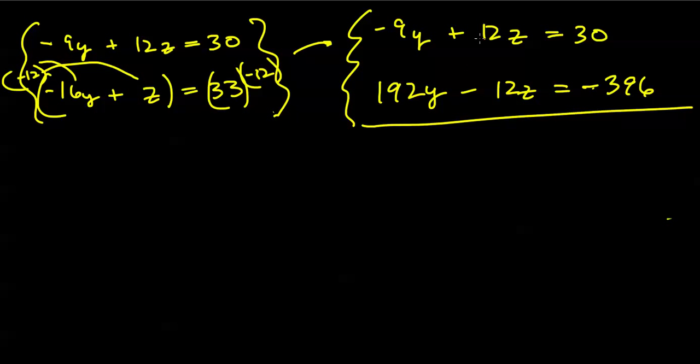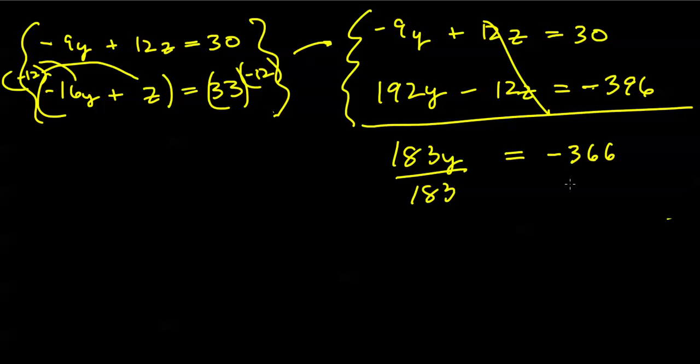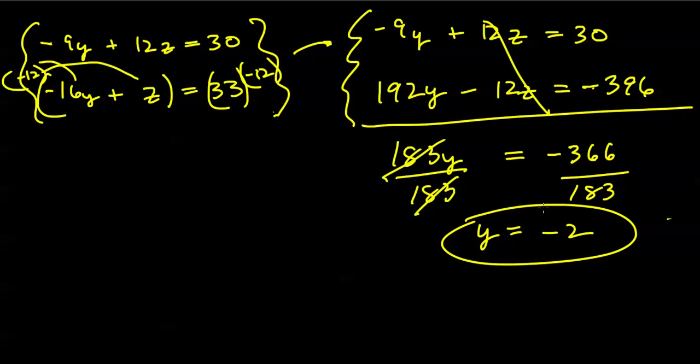I've rigged it so the z's will cancel out, and I'll get 183y adding these two equations equals, well, 30 minus 396 is minus 366. And I think I see something here. If I divide both sides by 183, the 183's cancel on the left, and I get y equals, indeed, minus 366 over 183. That divides evenly, and I get y equals negative 2.